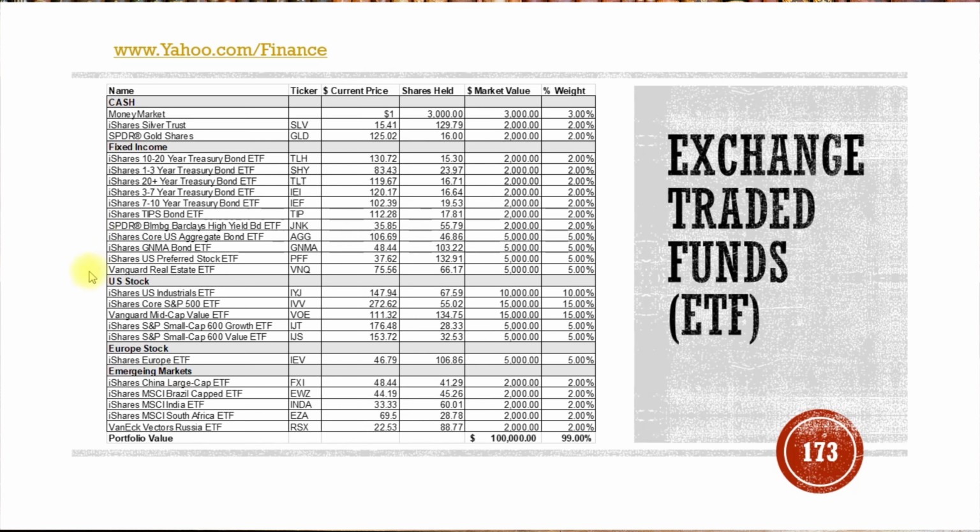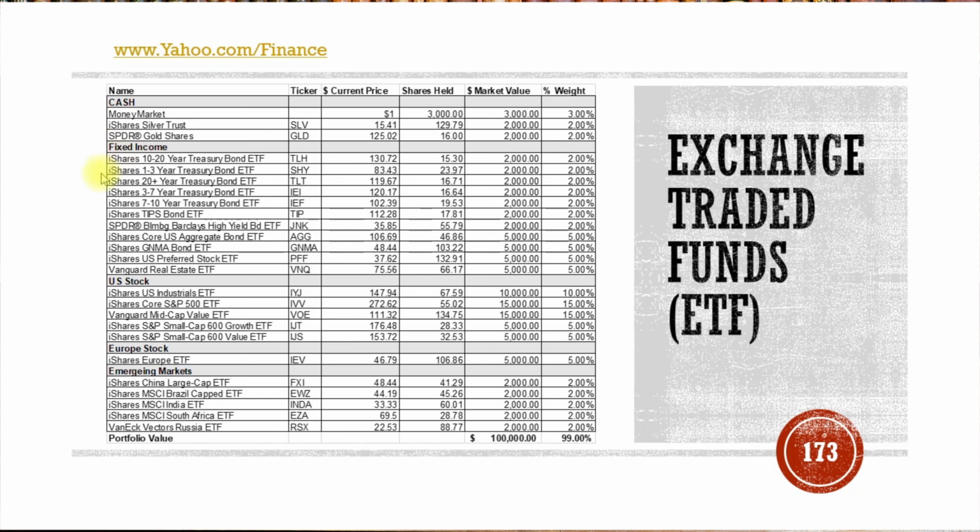Here's a list of different exchange traded funds, and here are the ticker symbols. You can go to yahoo.com/finance and enter the ticker symbol and find out more information about each of these different holdings. Here you have iShares Silver Trust or Gold Shares, ticker symbol SLV or GLD. Compared to owning physical gold or silver, these are gold and silver certificates. It's a claim to gold and silver.